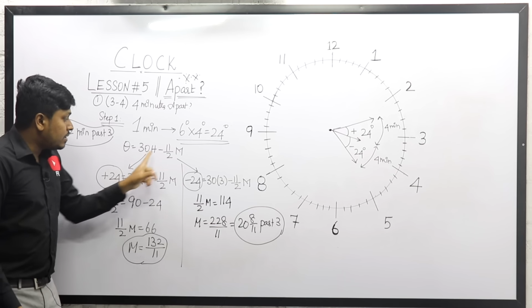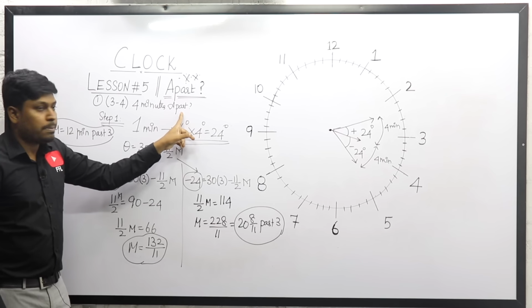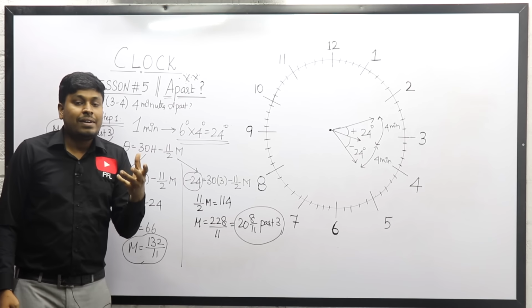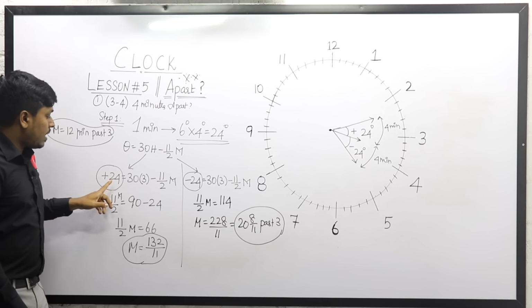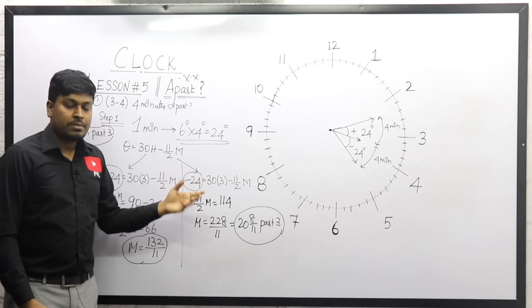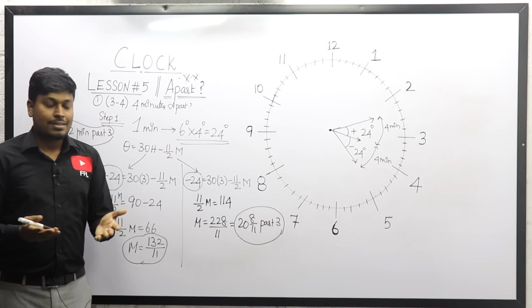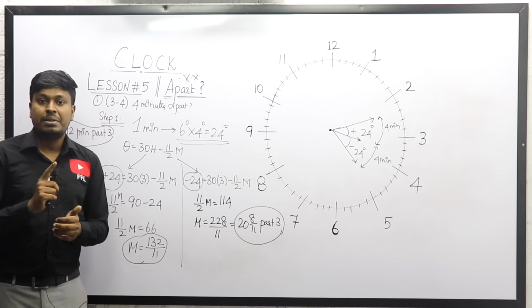So why are we getting two answers? Because they have given the word apart. If it is apart, we don't know whether the minute hand is ahead or behind. There are two possibilities: this is for ahead and this is for behind. So finally we got the answer. That's it. This will be the answer for question number 1.